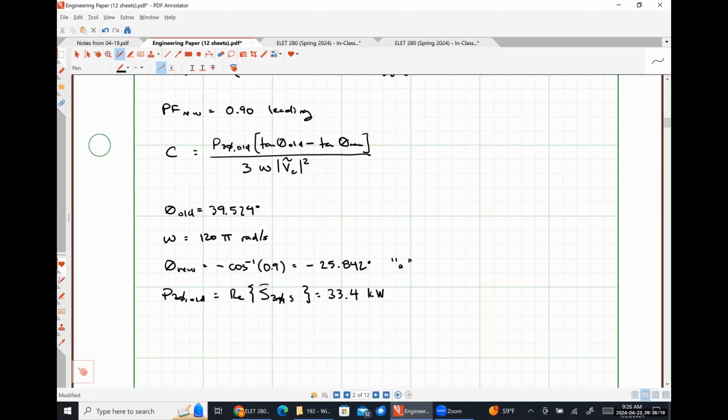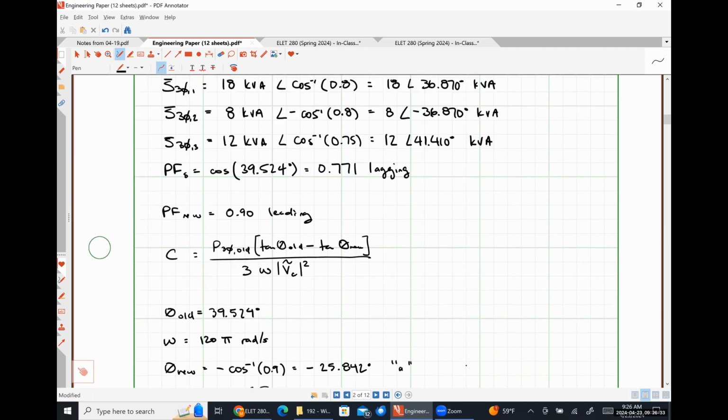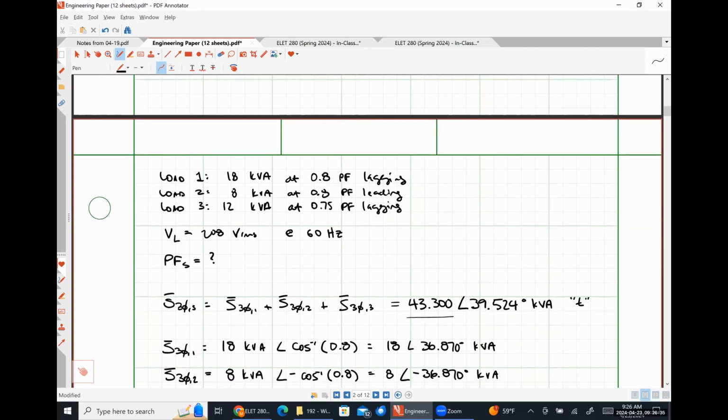All right, so I'll leave it up to you guys. Do we want to solve for a Y-connected capacitor bank or a delta-connected capacitor bank? Is the voltage, right? So let's look at what voltage we have. So we have a line voltage.